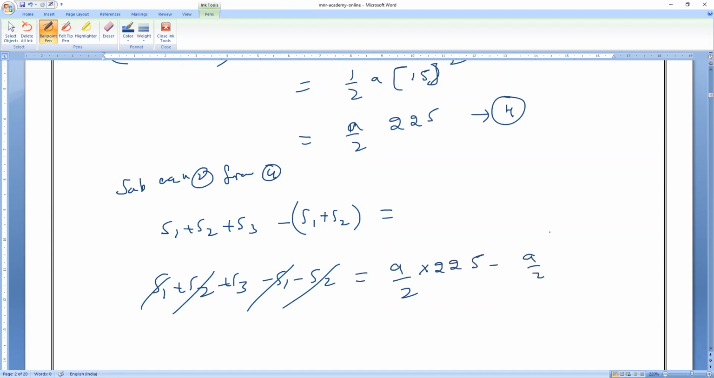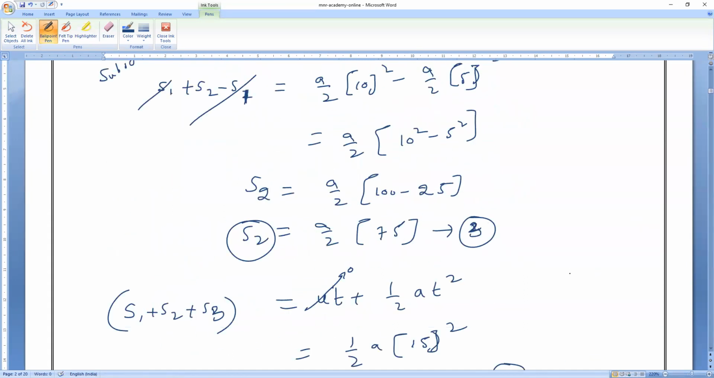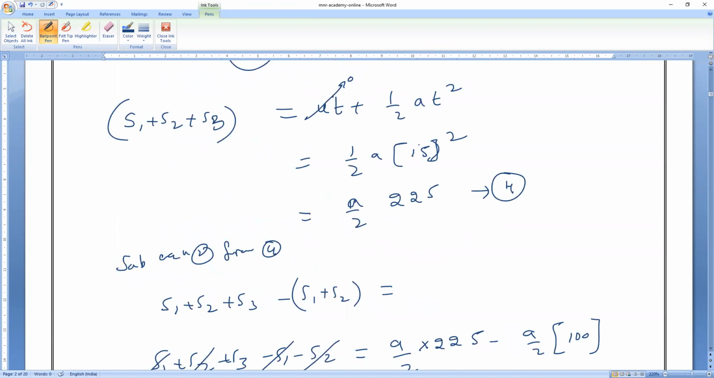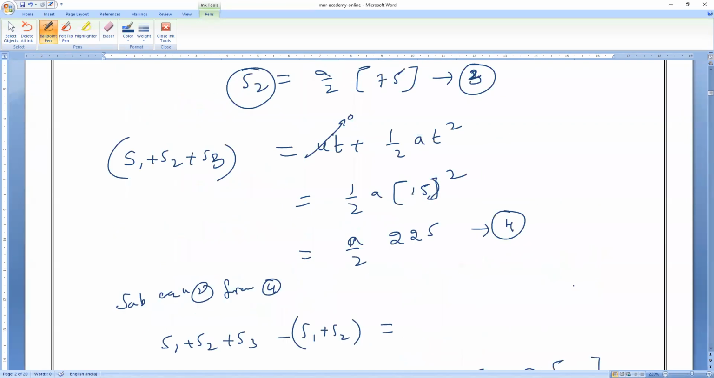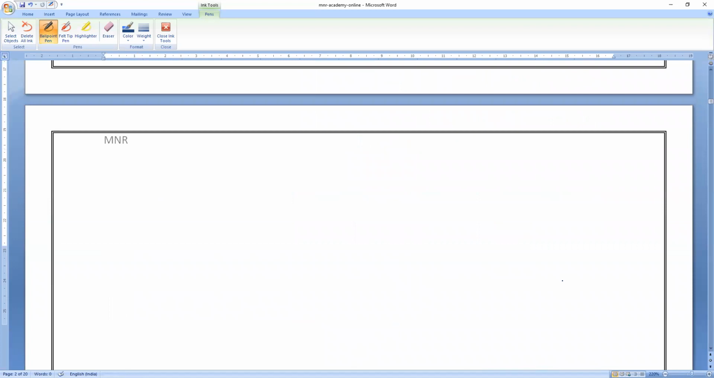minus S1 plus S2, how much is it? 100. Is it right? Verify it. So you can take A by 2 separately, then 225 minus 100 is 125. So S3 is A by 2 into 125. Let me take this as equation number 5. Now you can tell me S1.